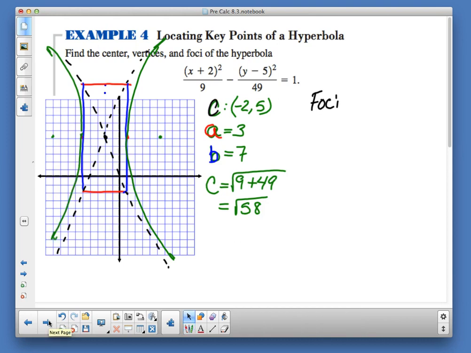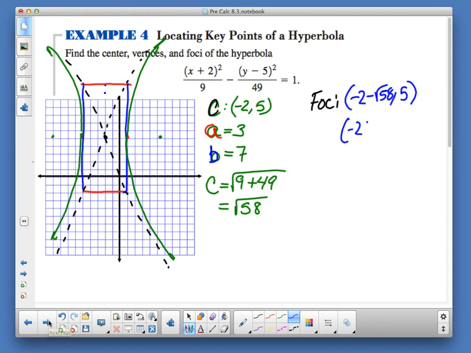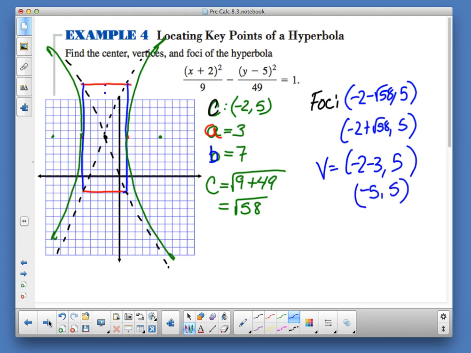Keep in mind, as we do these foci, to make sure that you talk about them correctly. Because they're with x, you got negative 2 minus the square root of 58 and 5, and you got negative 2 plus the square root of 58 and 5. You got your vertices coming in as negative 2 minus 3 and 5, so that's where I get negative 5 and 5. And then I've got negative 2 plus 3 and 5, so that's why I'm at 1, 5 for those two vertices. So we're supposed to find center, vertices, and foci, and then get it graphed.